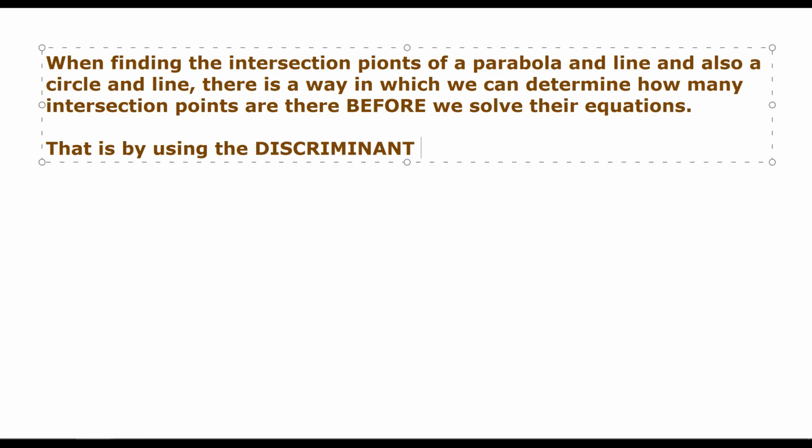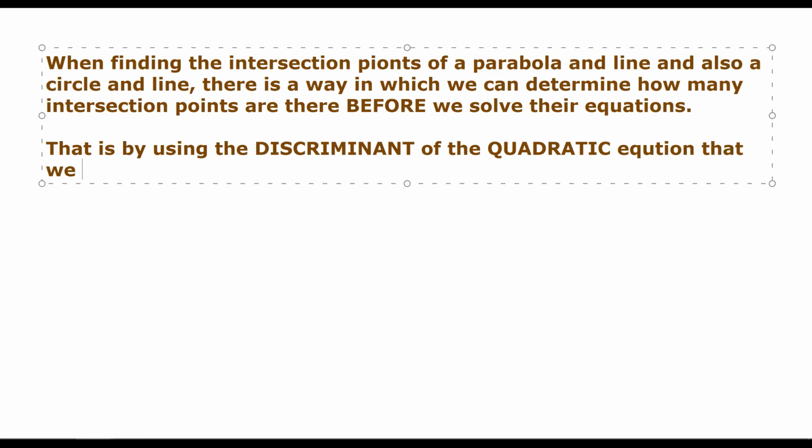That is by using the discriminant of the quadratic equation that we get after substituting, the equation that we get when we eliminate one variable, x or y, okay? When you eliminate either x or y by substituting, you get a quadratic. We are talking about that quadratic equation that we get when we eliminate one variable.